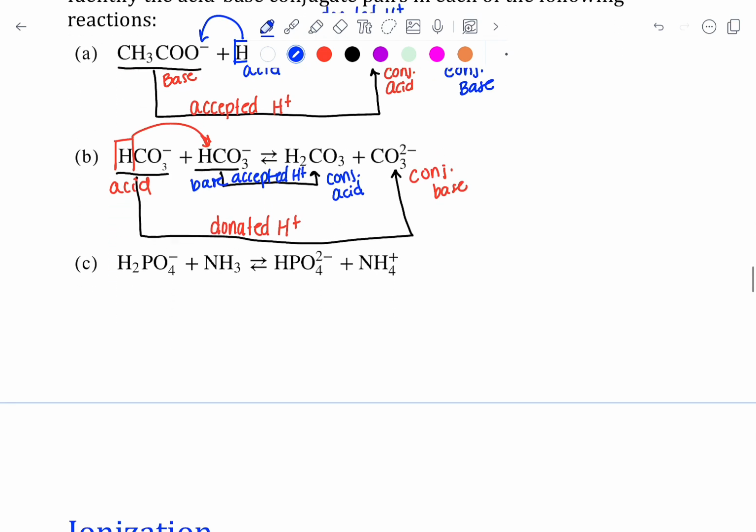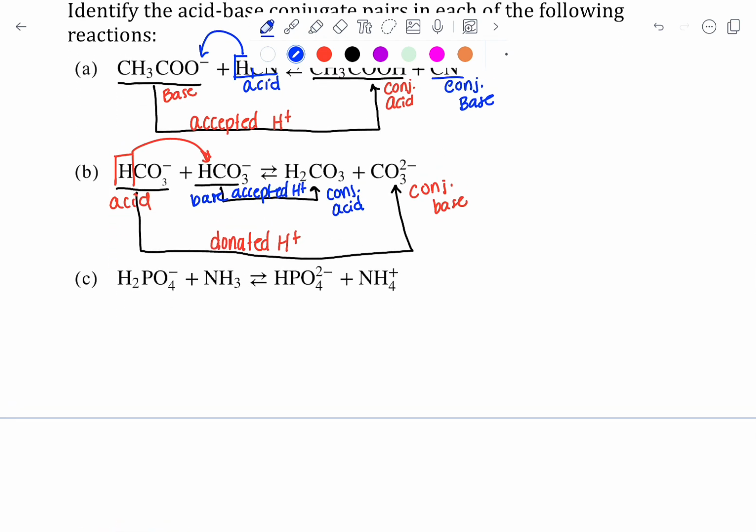In our last example, we have H2PO4- reacting with NH3. So let's follow where everything goes. H2PO4- turns into HPO4 2-, meaning that it removed one of these hydrogens and put it onto the NH3. So it donated the hydrogen. Therefore, H2PO4- is the acid, and HPO4 2- is then the conjugate base.